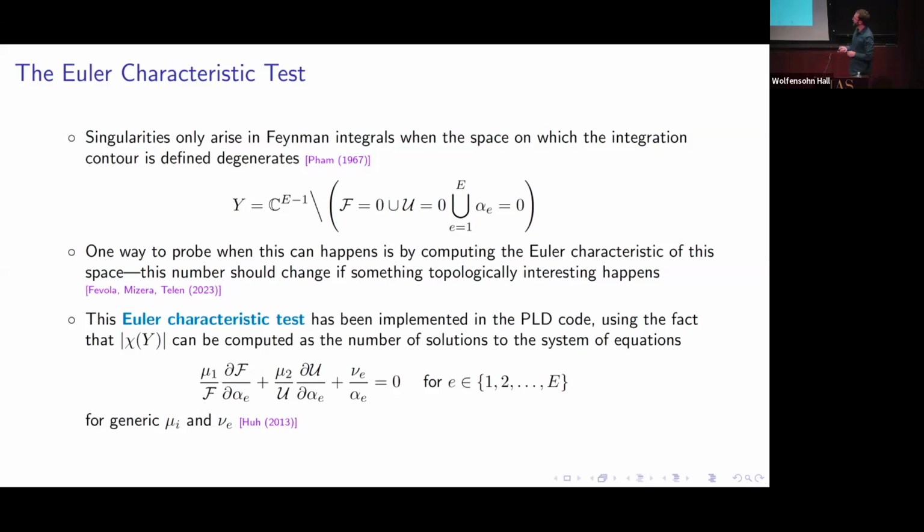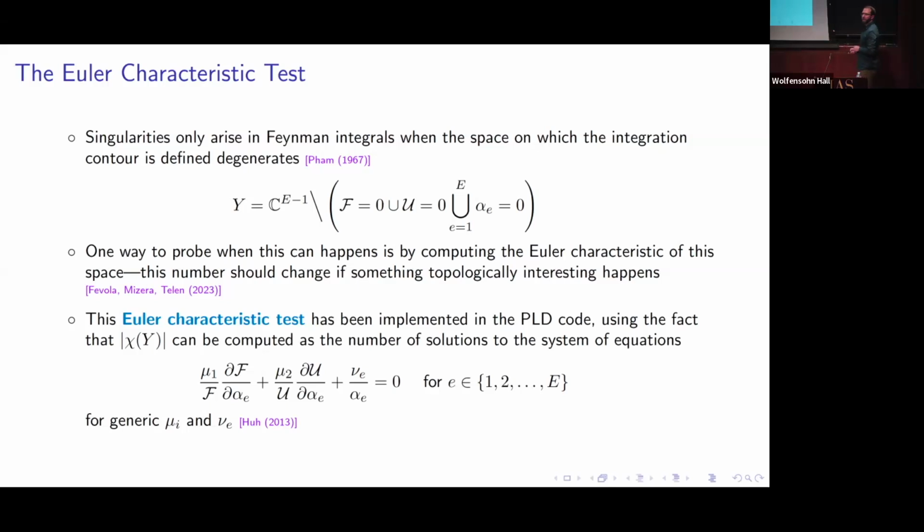So in practice, we can make use of the implementation of this test provided by Fevlo, Zera, and Tellin in the PLD code, where they use the fact that the absolute value of this Euler characteristic can be computed as the number of solutions to this system of equations for generic mu and nu.